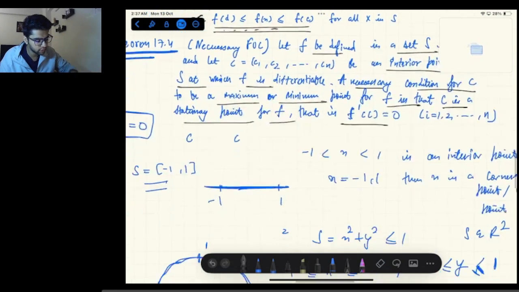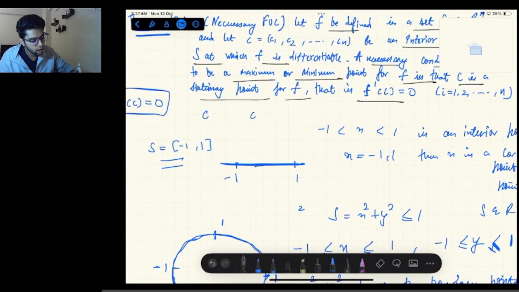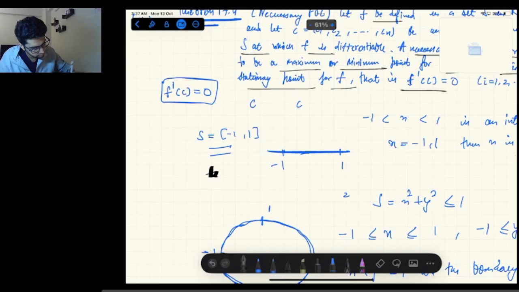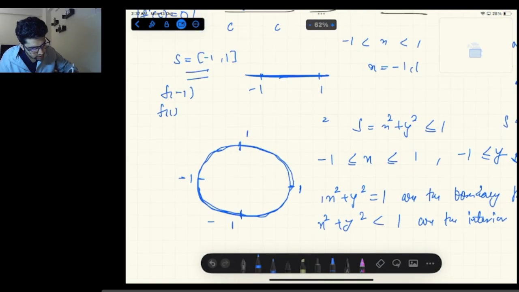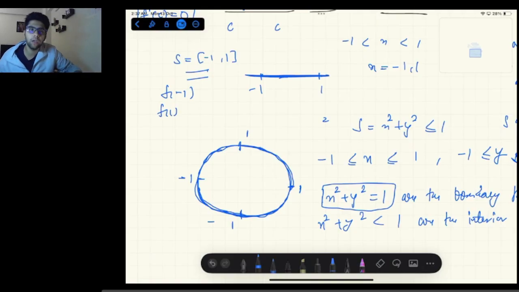So here, for example, we would have to check f of minus 1 and f of 1. So here we would have to check all points satisfying x square plus y square is equal to 1. This circumference point, we would have to find these edge points, right? And then we would have to compare that to the functional value at C, which is f of C, and we would check which is greater or larger.